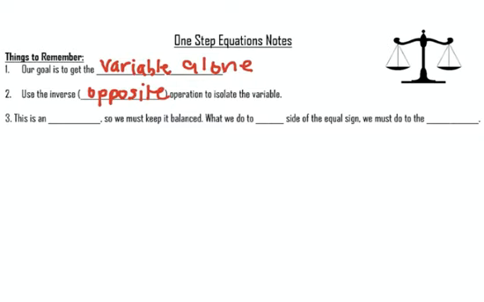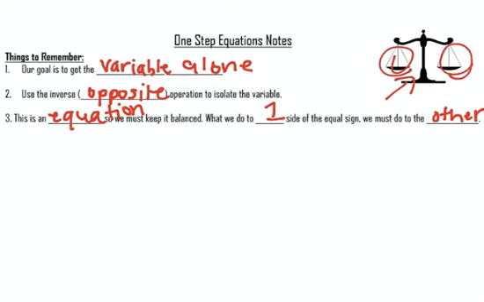And finally, just an important reminder, this is an equation, so we must keep it balanced. What we do to one side of the equal sign, we must do to the other. So just like this little balance up here. So if we subtract 4 from this side, we also have to subtract 4 from this side so that it remains balanced, because it's an equation, and two things on both sides of the equal sign are equal to each other.